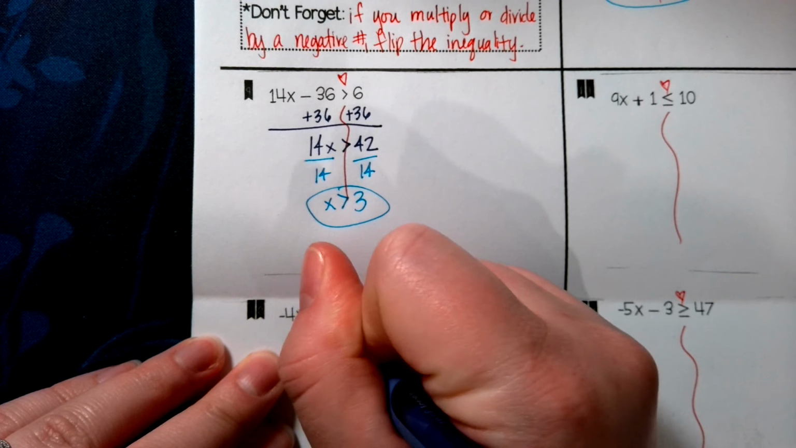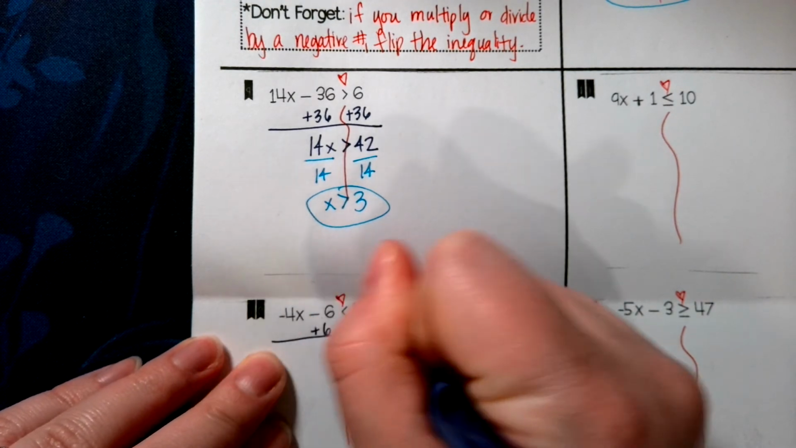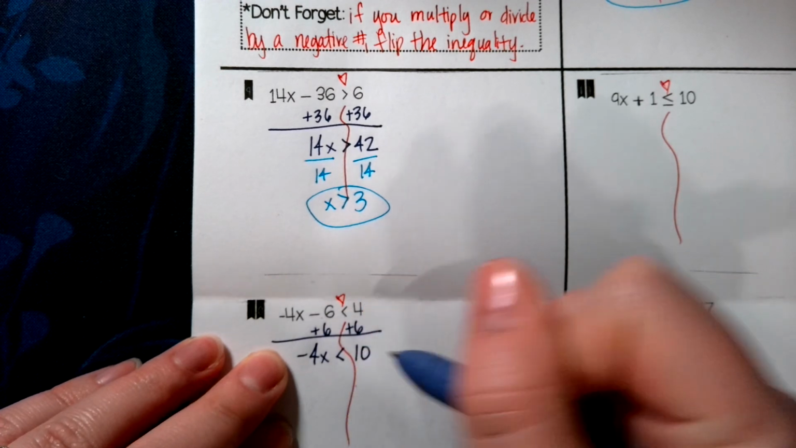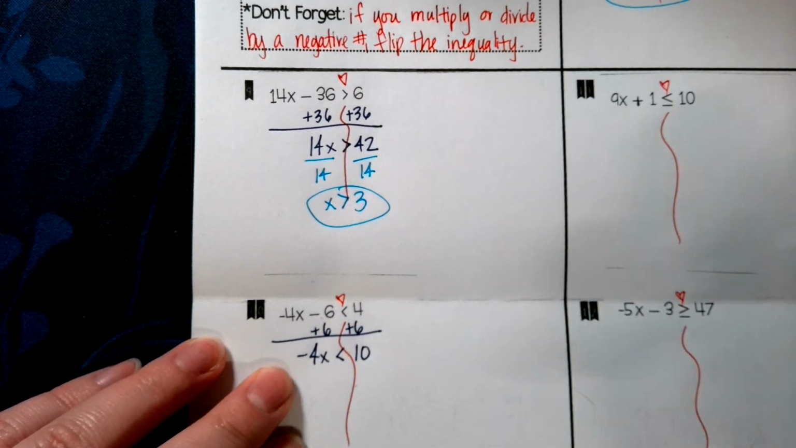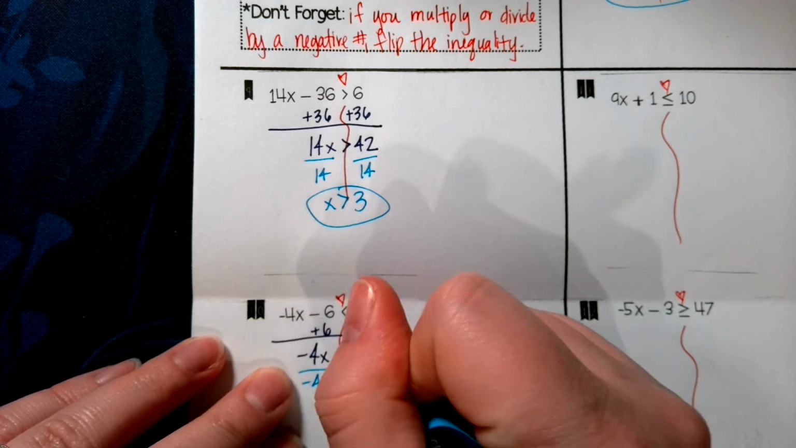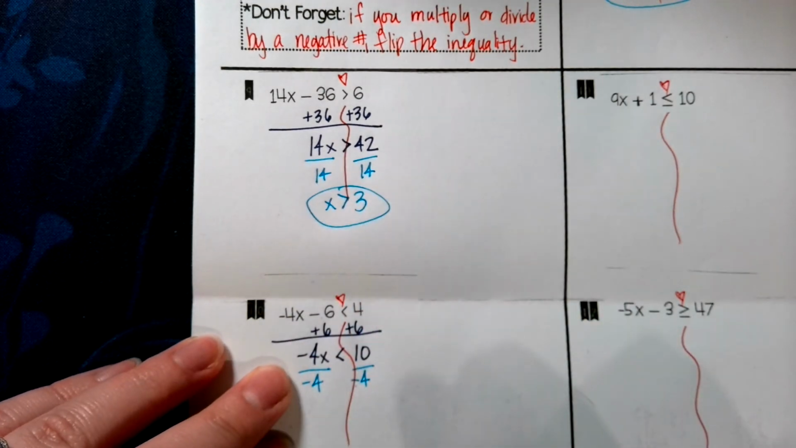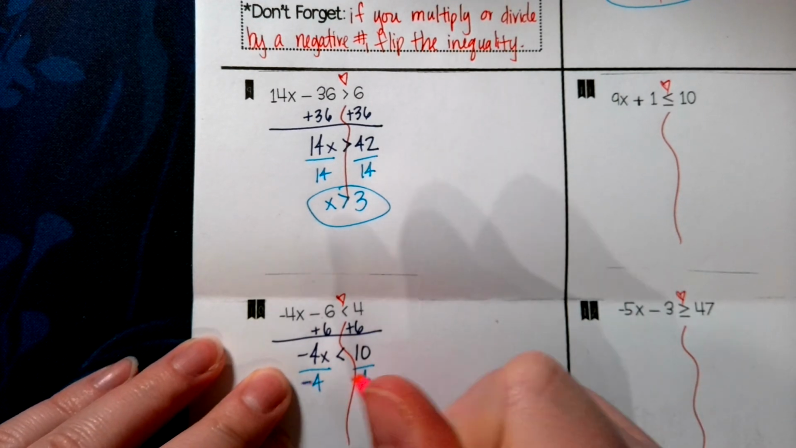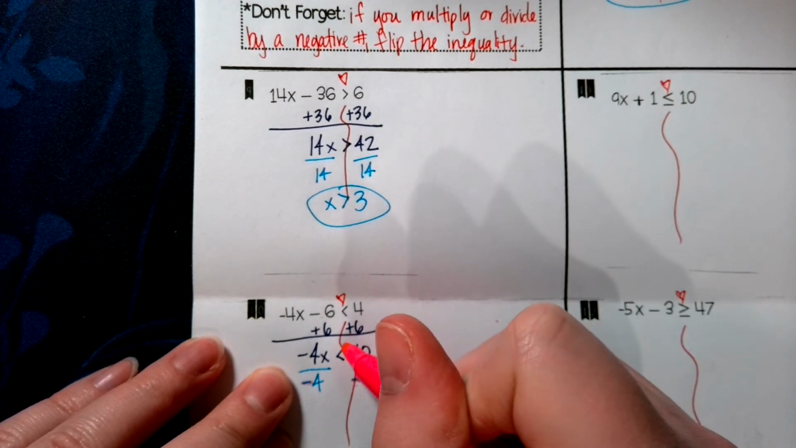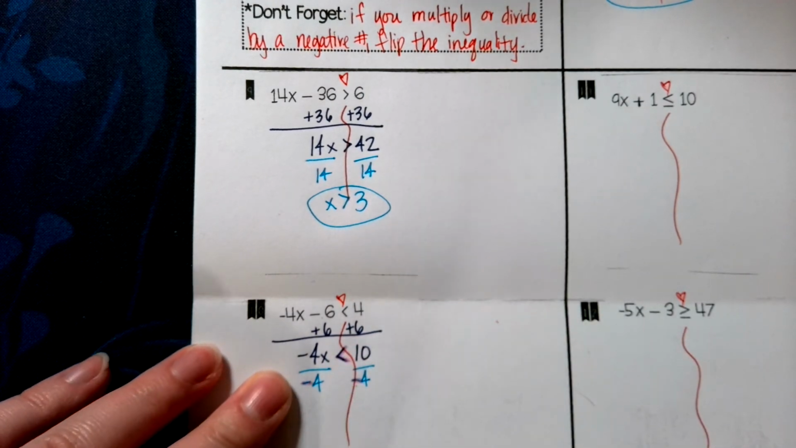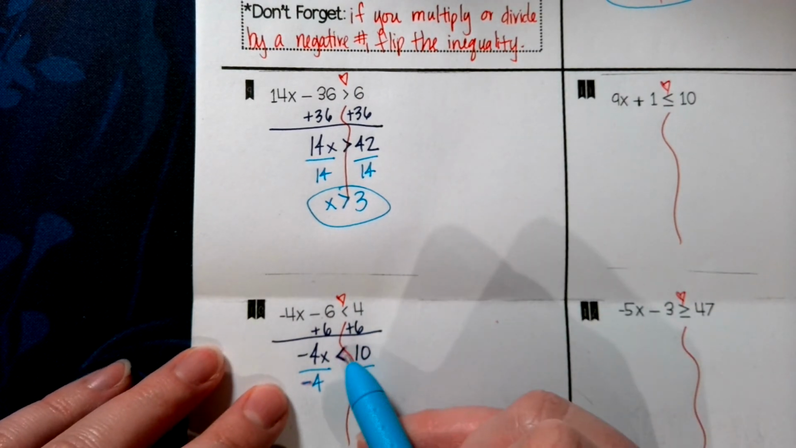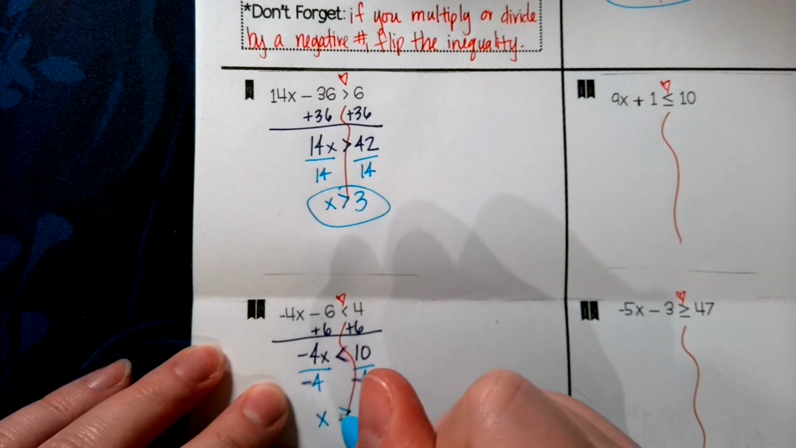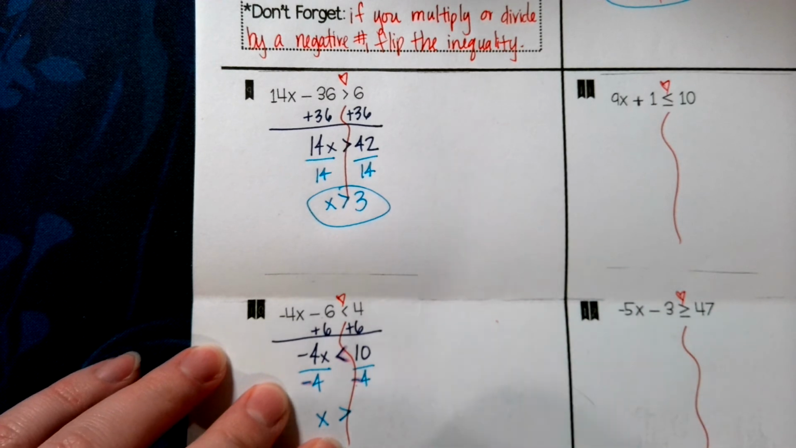Down to number 10, I need to add 6 to both sides. So I get negative 4x is less than 10. Then I need to divide both sides by negative 4. I'm dividing by a negative number. What happens if I multiply or divide by a negative number? I need to flip my sign around. So my sign was facing the right. Now it's going to flip and face the left.